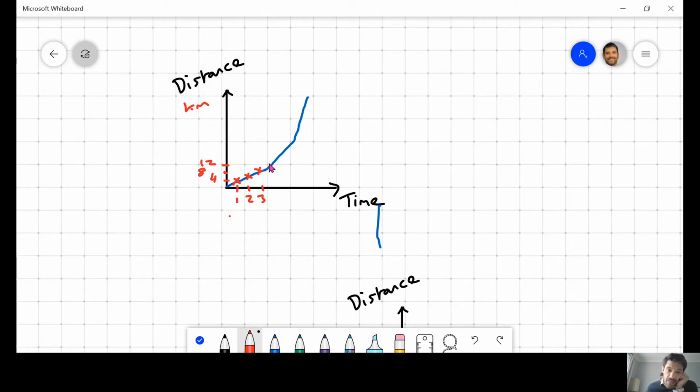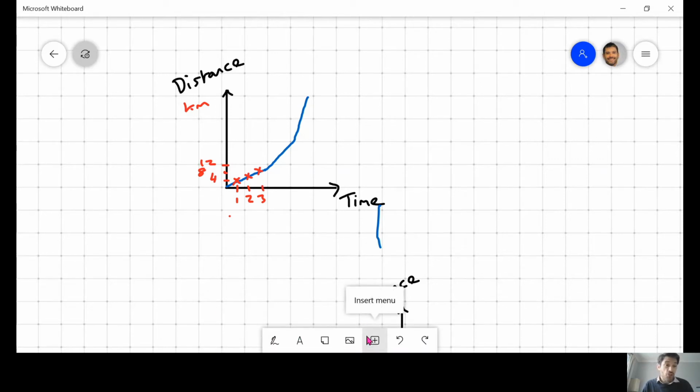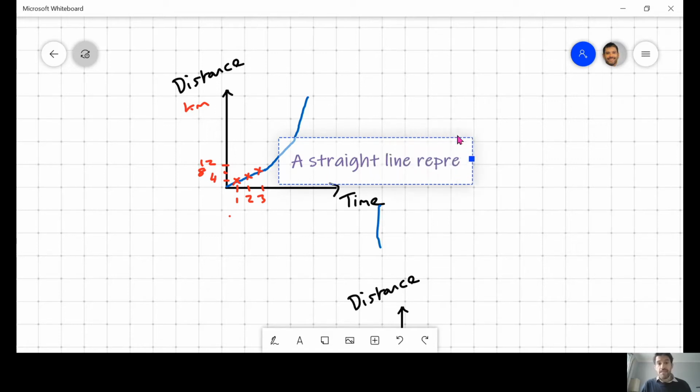Because it doesn't matter how much of this line I take anywhere along it, it is going at the same speed. Because I've split it into 3 hours, I could do half hour, and we'd find that he's traveling 2 kilometers every half an hour, or 4 kilometers every 1 hour. So a straight line is a constant speed. And you could say that stationary is still a constant speed. The speed is 0, but you are stationary. A straight line represents a constant speed.